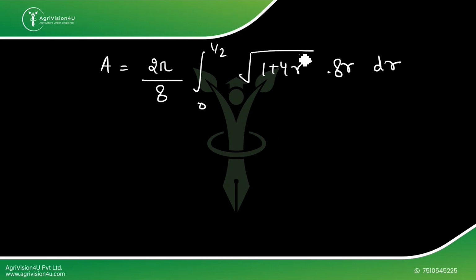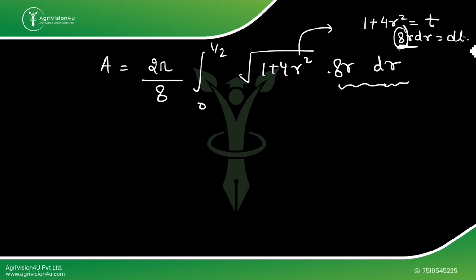Why are we doing this? Because if we substitute some value, suppose I write 1 plus 4r square as some t, and I differentiate it, I will get 8r dr equals dt, right? So why am I multiplying only 8? Why not any other number? Because if I differentiate it, I will get 8r dr, so I can directly replace it with dt. If I replace this function with t, and this differentiation, that is 8r dr, with dt, it will simplify my integration.